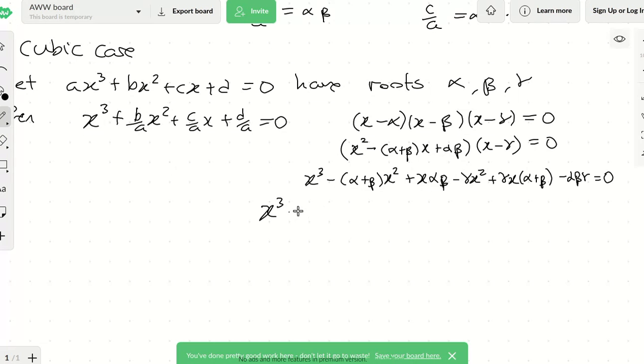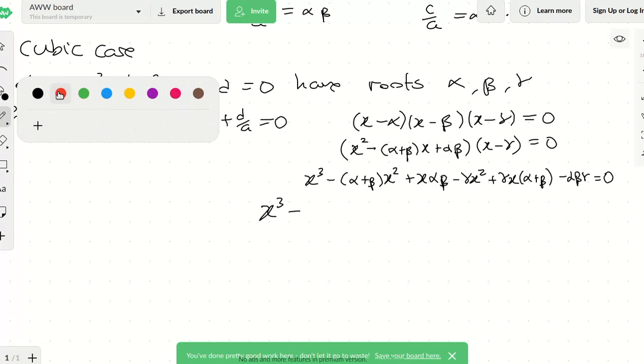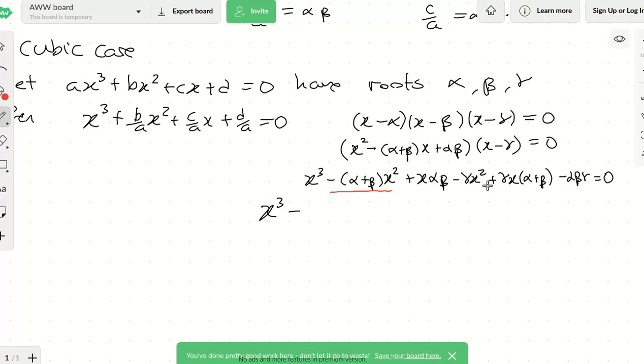We have an x cubed. Now, let's combine this x squared and this x squared. If you think about it, I've got minus alpha x squared, minus beta x squared and minus gamma x squared. Well, I could collect all those together to say minus x squared alpha plus beta plus gamma. Lovely. Tick when you've done it.